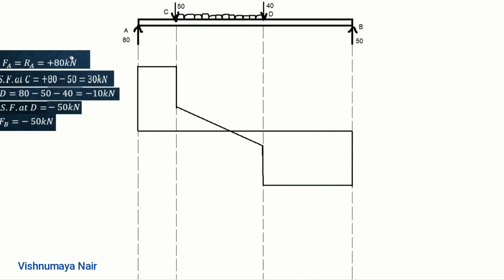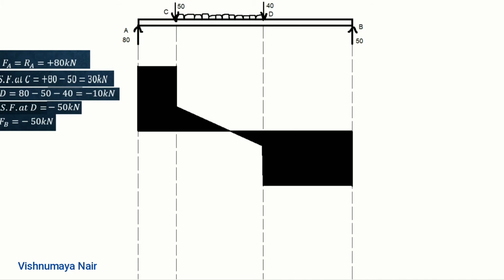Now you can shade these two regions and mark them as positive and negative. This is positive and this is negative. And here the shear force is equal to 0. So let's mark this point as E. Here at this point E, shear force is equal to 0, right? Let's find out the location of this point.